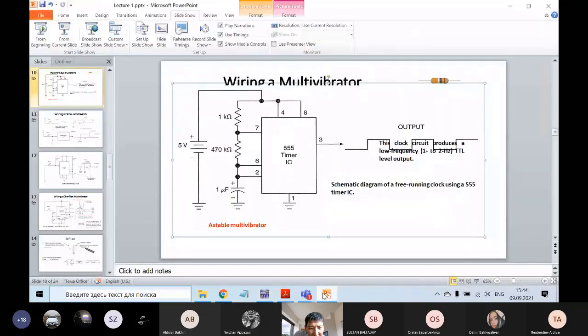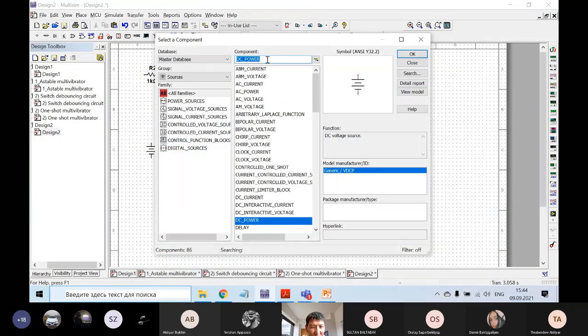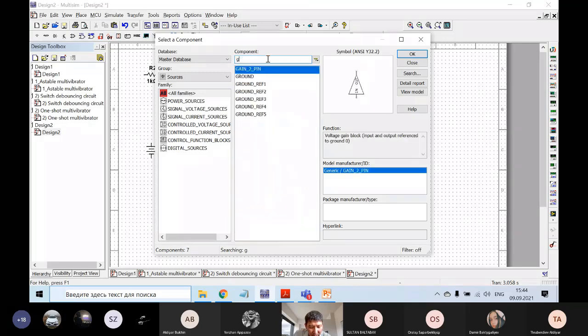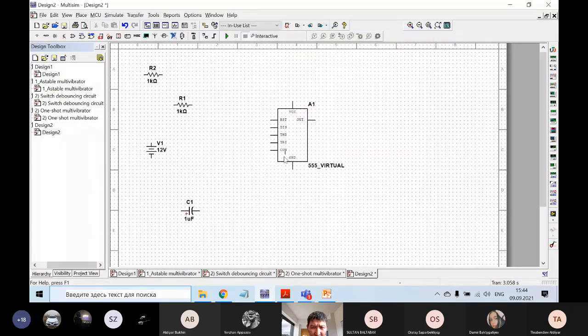So we need the DC power, this one. And also we need the last one. What else do we need? Ground, right? Here you can see ground. We need ground. So it is also in the source. Here you just need to type ground. So just choose simple ground.